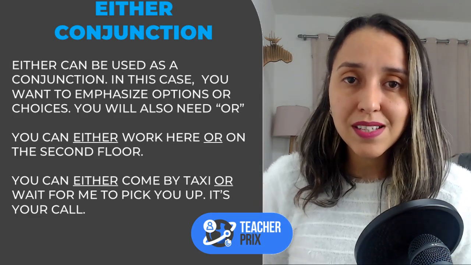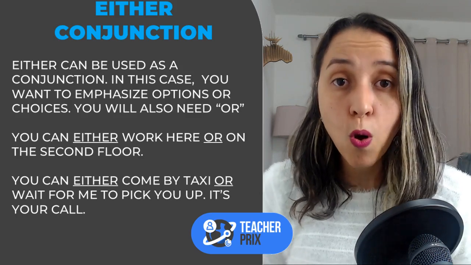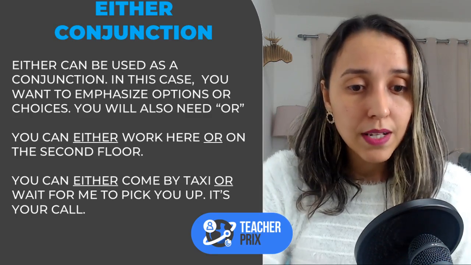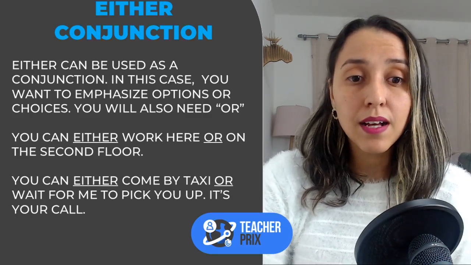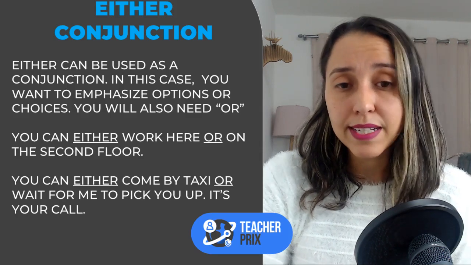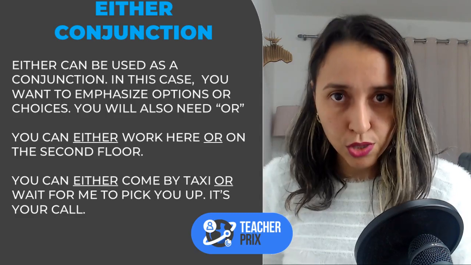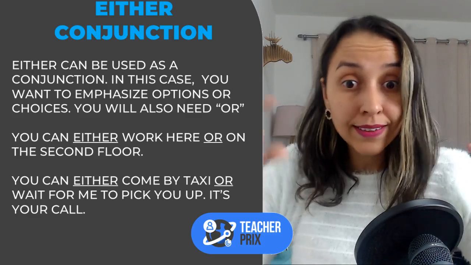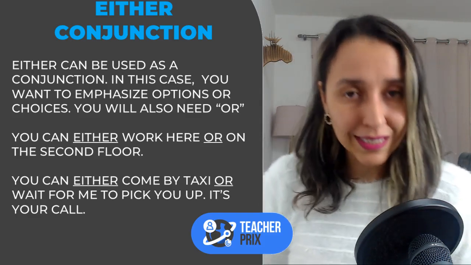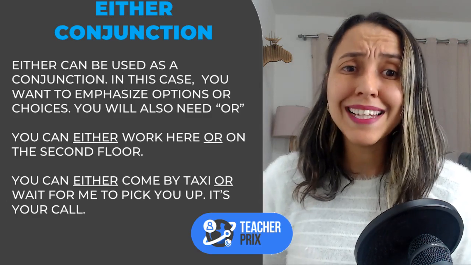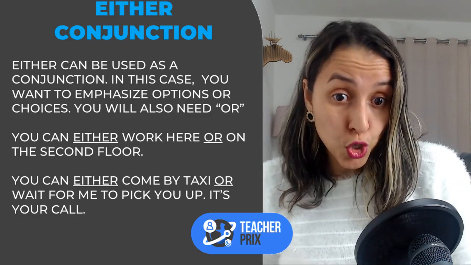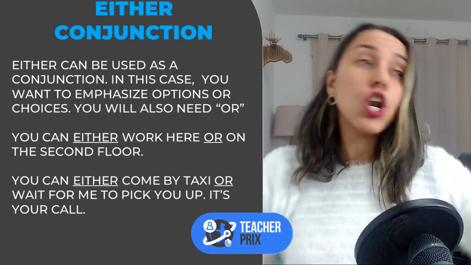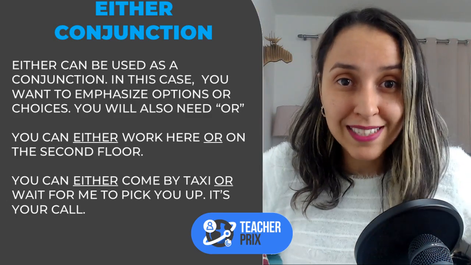So here, the emphasis is always on two options, on choices that I'm giving someone so that they can make a decision, okay? Excellent. Now, neither has a similar, well, not a similar idea. I can also use neither as a conjunction, but in this case, the structure is different. I use neither and then nor, okay? So neither nor. And in this case, I will indicate two or more people, things, actions, situations which are not true or will not happen.